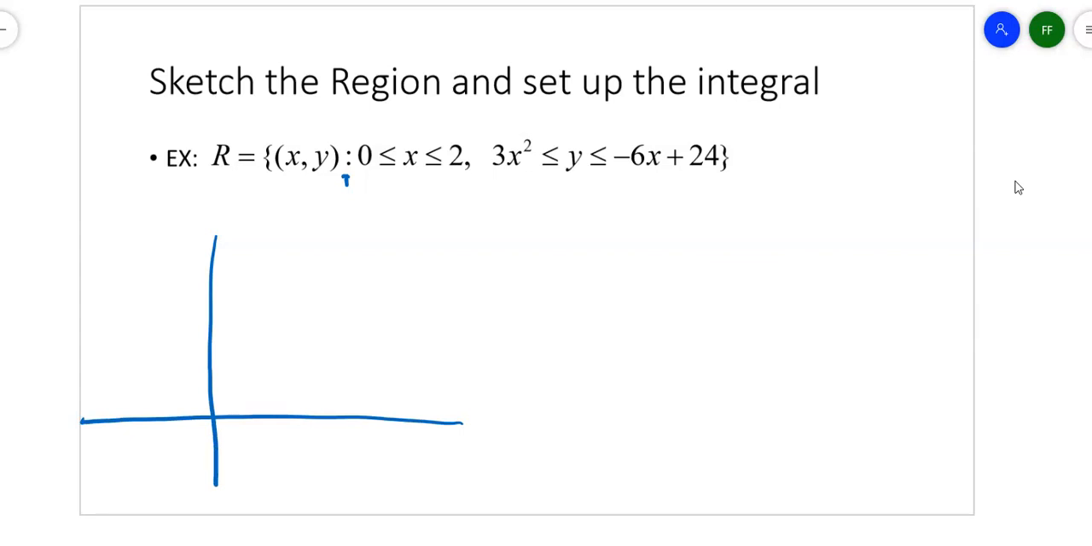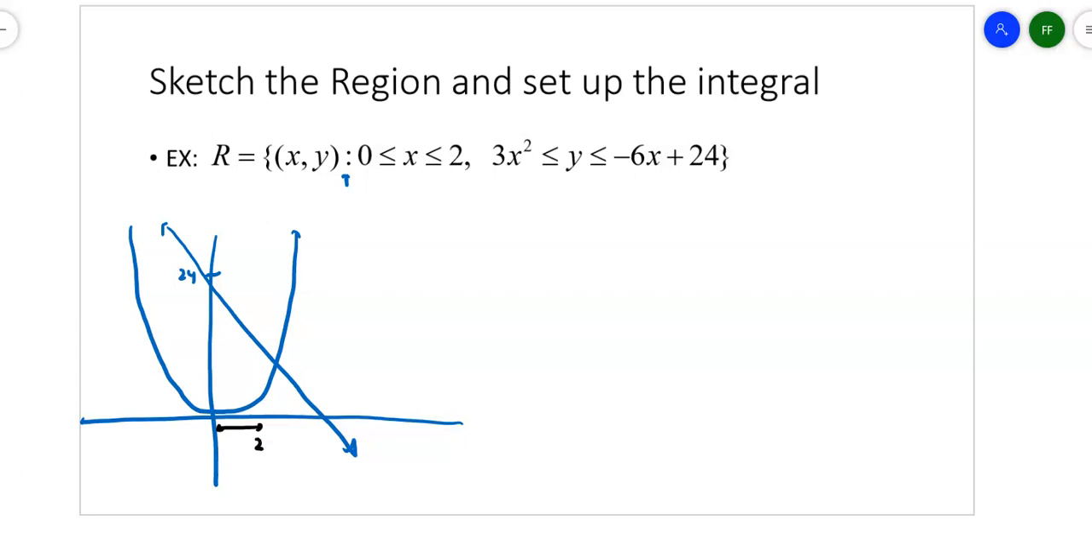3x squared is an upward-facing parabola. Probably not as wide as I made it, but it is. There you go. Negative 6x plus 24 has a y-intercept of 24, which, look, I measured it out. It's exactly there. And it comes down like this. So this at least gives me an idea of what it looks like. And it says the x values go from 0 to 2. Now, what does that look like? Well, that means that the x's are going to go from 0 to 2. And the y's are going to go from the top to the bottom.